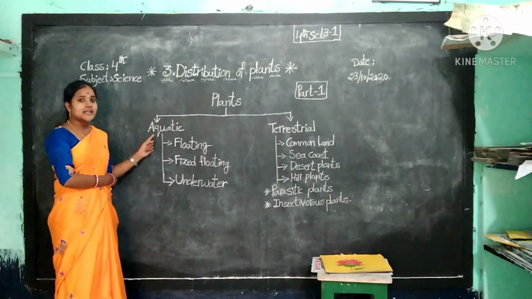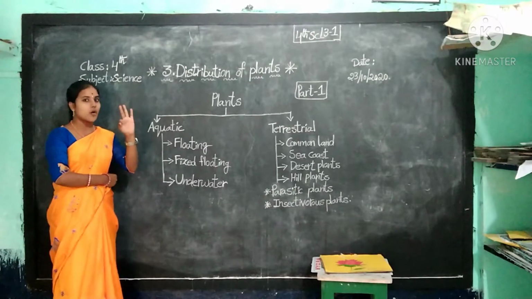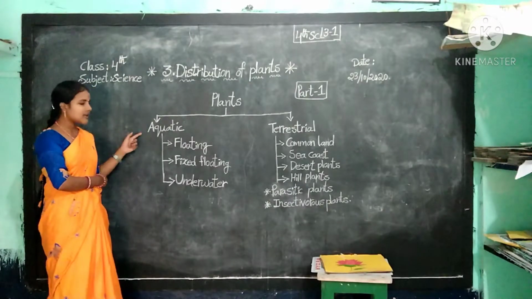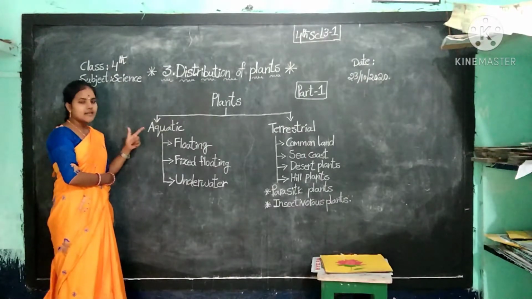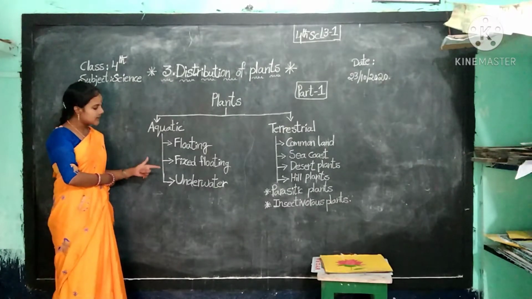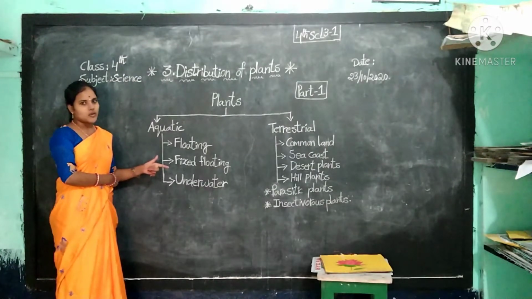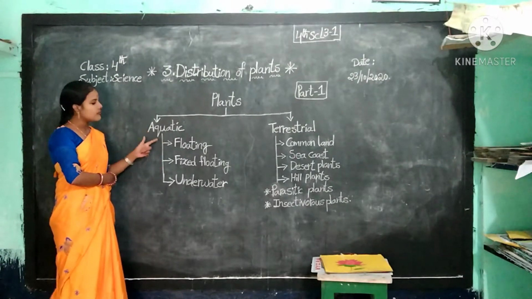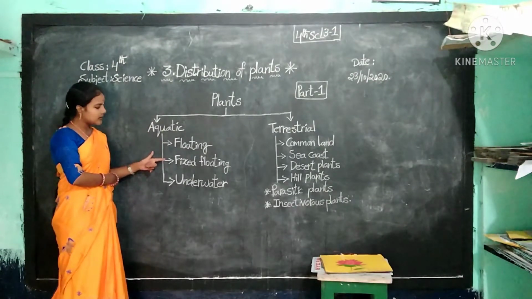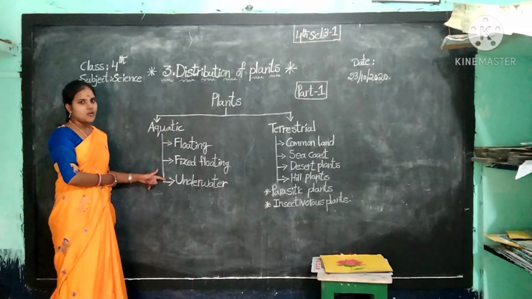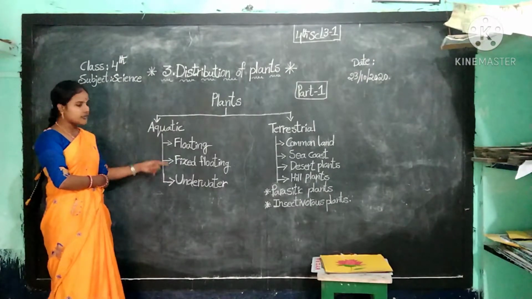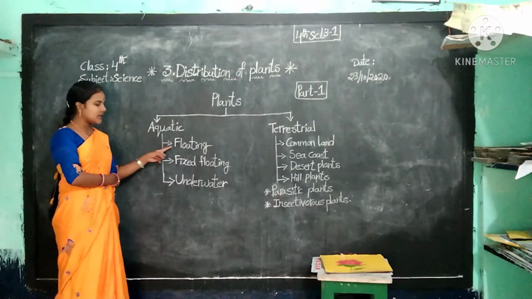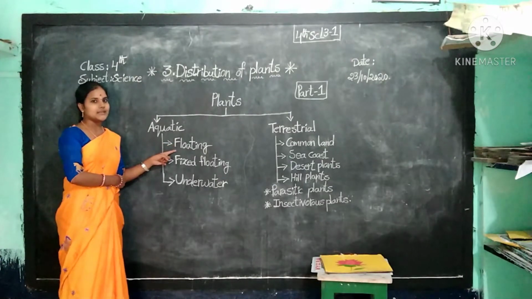Again, the aquatic plants are divided into three types. How many types? Three types. What are they? Floating plants, fixed floating plants and underwater plants. Okay, let us learn each of them in detail. First one is floating plants.